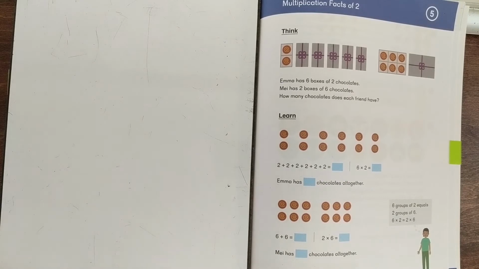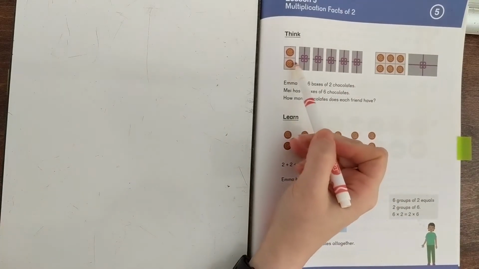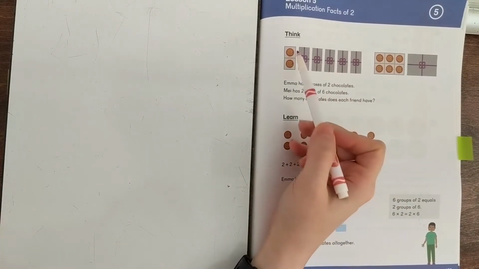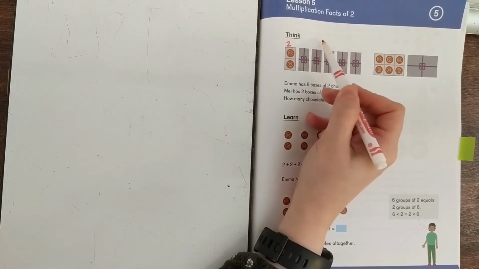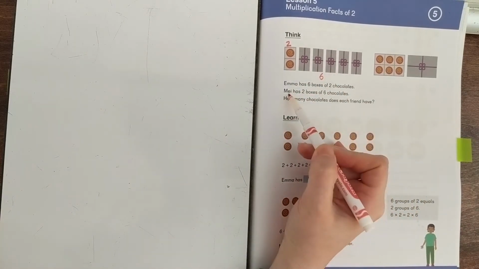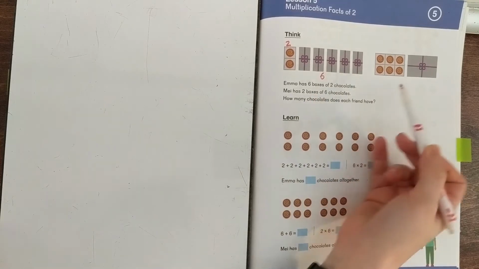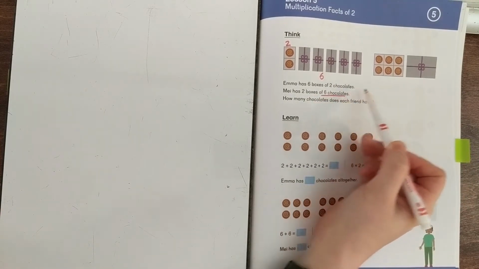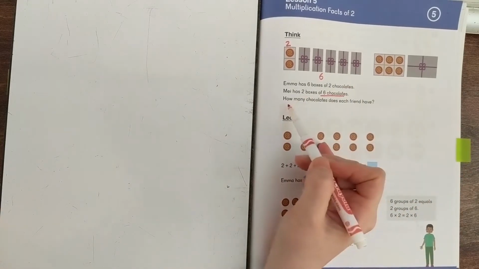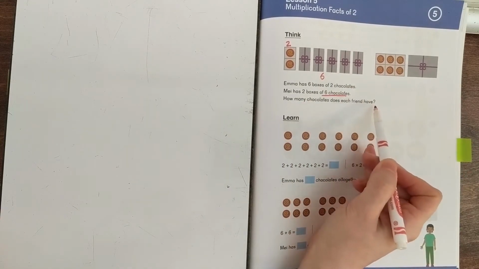It says Emma has 6 boxes of 2 chocolates. Here is her 6 boxes, 1, 2, 3, 4, 5, 6, and each box has 2 chocolates. May has 2 boxes, 1, 2, and each of her boxes has 6 chocolates. How many chocolates does each friend have?